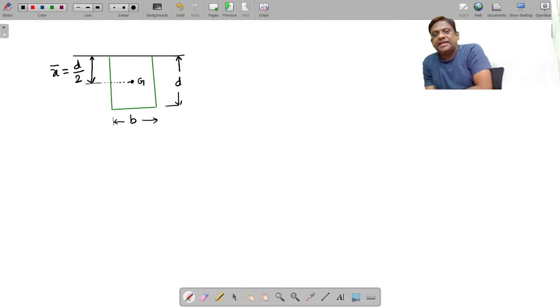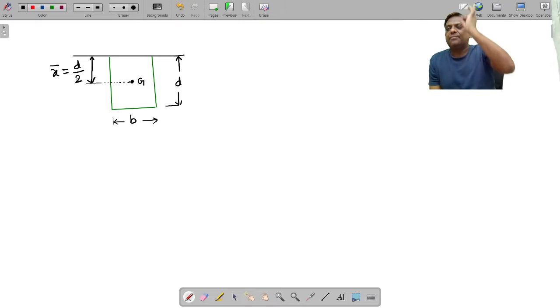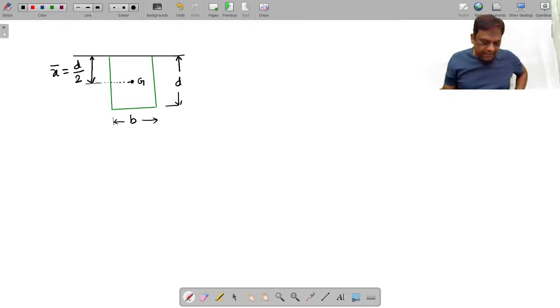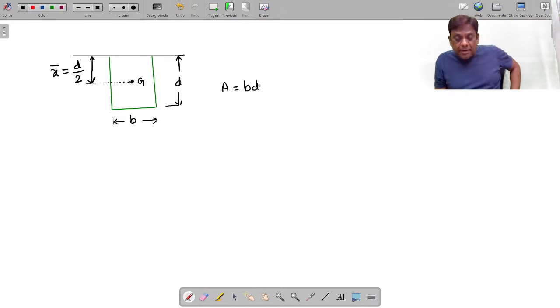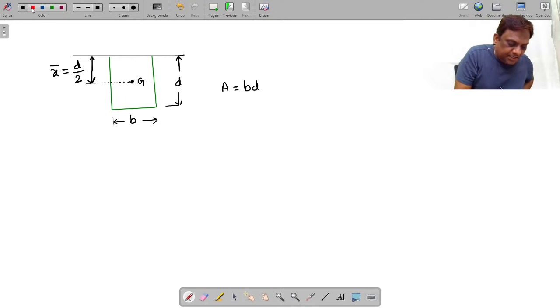Tell me what is X bar. X bar is always the vertical distance of the CG taken from the free surface. And what is the area? The width is B, depth is D, so the area will be BD. Let us try to calculate the moment of the center of pressure, and this is my centroidal axis.